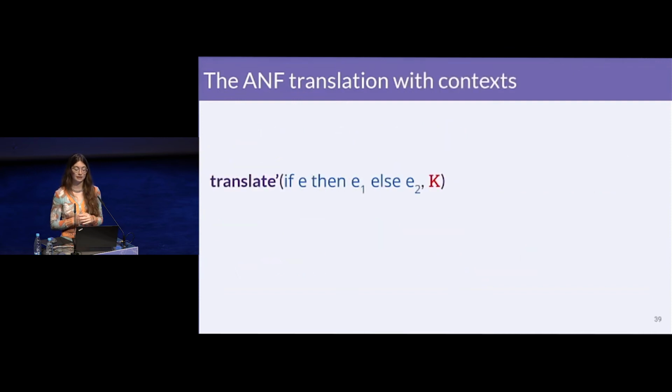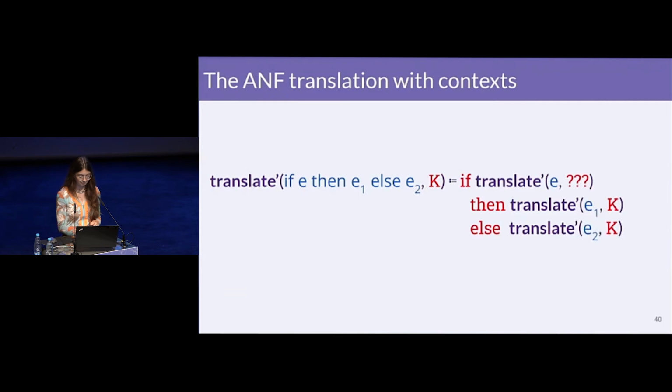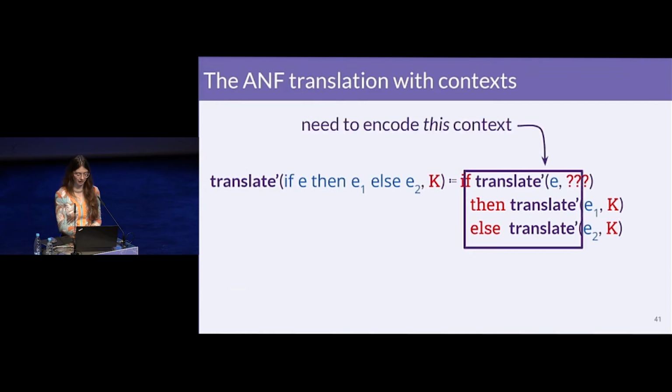So this leads us to define the ANF translation over source expressions and target contexts. So here, let's look at the case for dependent if expressions. So as we're translating dependent if expressions, we correctly translate each branch with respect to K as expected, but we find that we're kind of missing what we need for the translation of the condition E. We need to unnest it a little bit further. In particular, we also need to know that it's going to be embedded in this if expression context. So we need some way of encoding this.